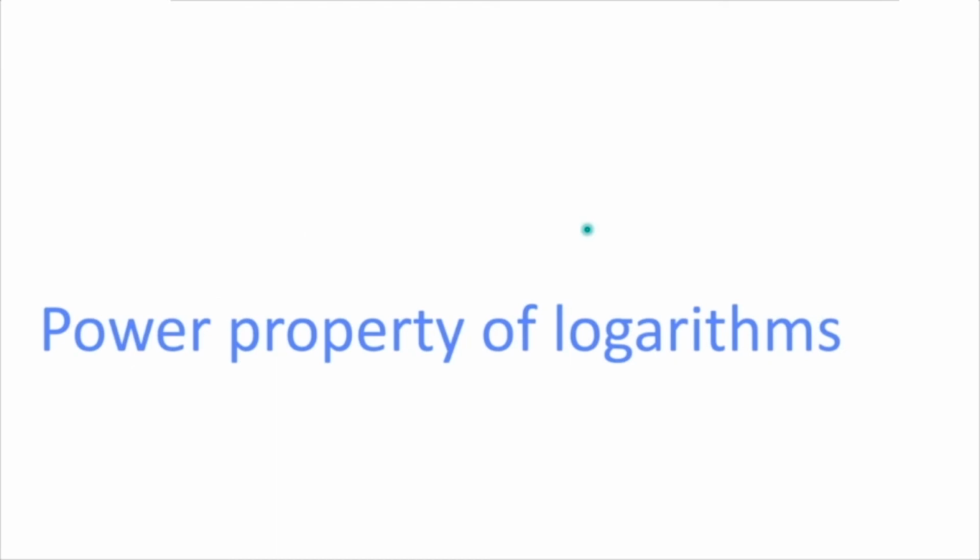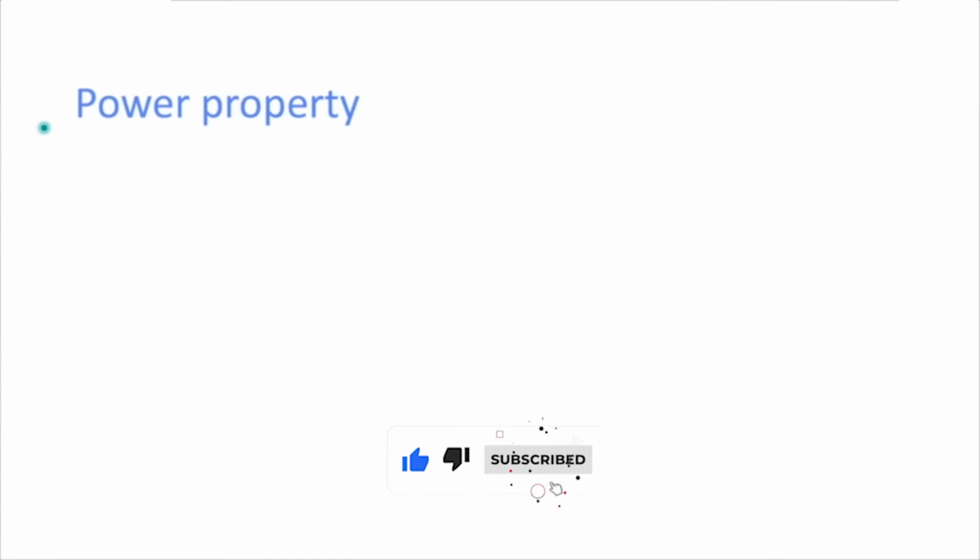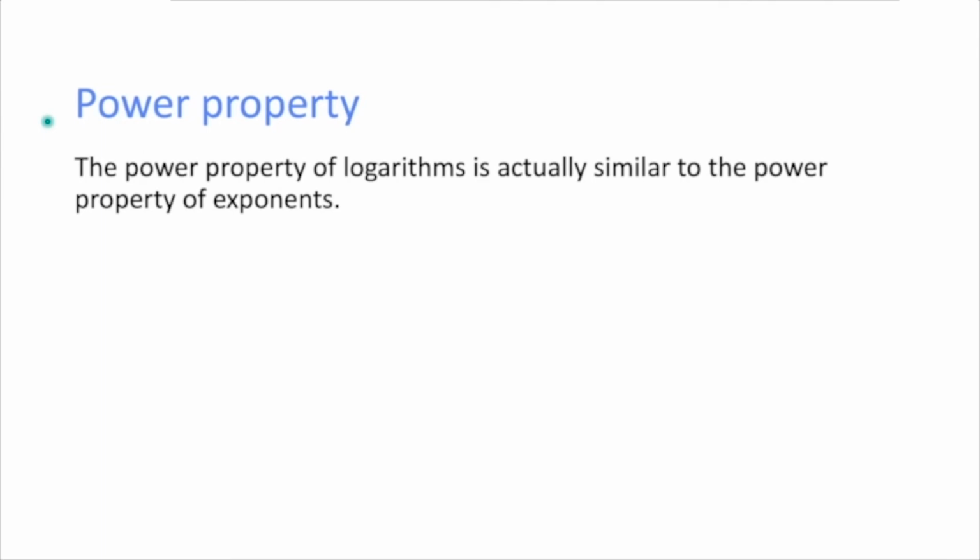We've seen what the product property of logarithms looks like. We've seen what the quotient property of logarithms looks like. Let's have a look at the last one, the power property of logarithms. Like all the properties we've seen in this lesson, the power property of logarithms uses the same rule as the power property of exponents. When an exponent is raised to a power, we multiply it, and that is exactly what we do when dealing with logarithms.